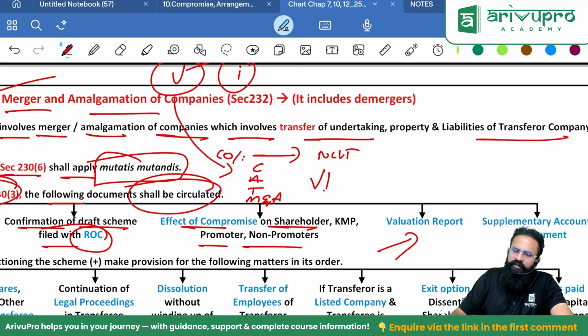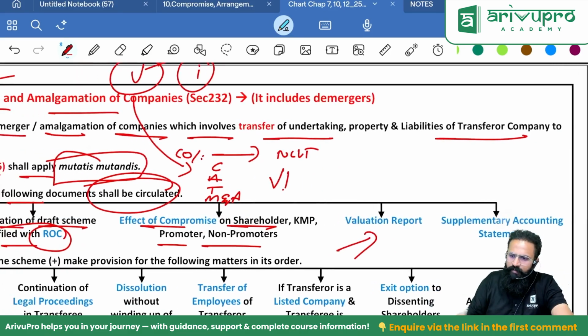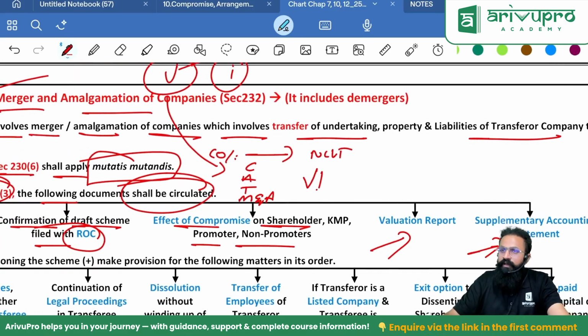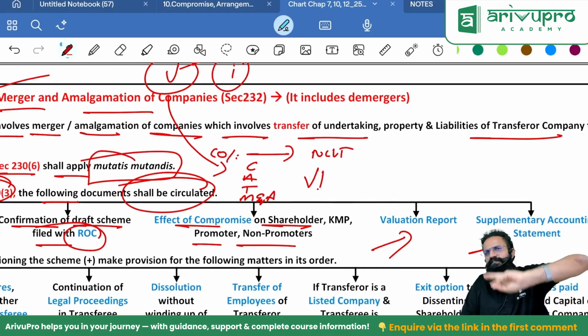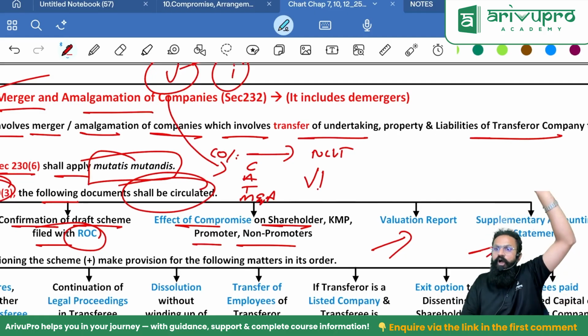Give the benefit or the impact of this particular merger and amalgamation. Next one, valuation report. What is valuation report? One share of your old company, what is the value? One share of the new company, what is the value? You will get it by a valuation report. Next one, supplementary accounting statement, nothing but your accounts of the company, current financial statements of the company. All this will be sent to my debenture holders, creditors, members, along with the notice given in section 230.